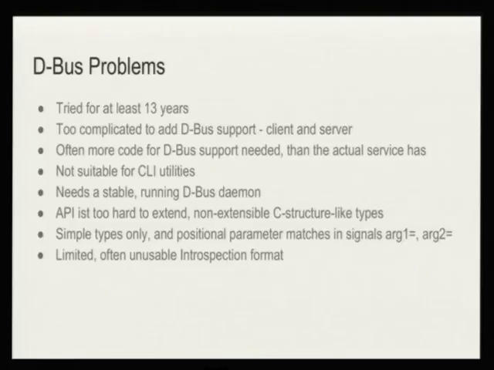So let's talk now about the dbus problem. It was tried for the last 13 years. It was kind of a company policy to have a dbus API for new things which we write. But most of the time developers saw how complicated it is to add dbus support for the client and for the server, and they just didn't do that. Often the code you need for dbus support was way bigger than the actual tool you wanted to have a dbus interface for. For CLI utilities, it's of course not suitable. And it needs a stable running dbus daemon, which of course isn't the case in the initramfs or in small environments, or even in early boot.